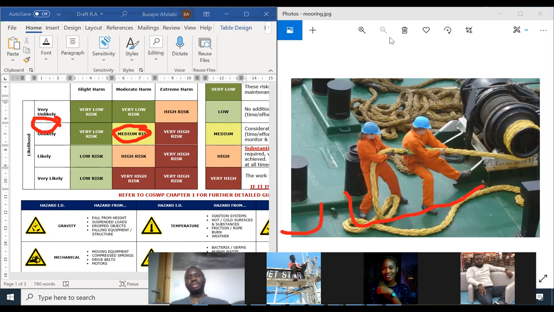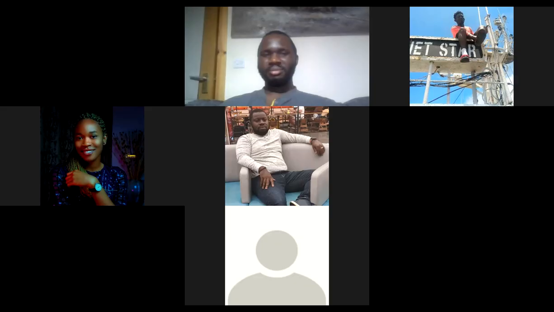So the whole dynamics of this is not like one plus one equals two. We have to use some logical reasoning, which Peter has just shown. Practically, we are a little bit far from the mooring bollard, but let's take that out of what we're talking about here. So we've seen how we took a very high risk, which was not workable, down to a medium risk. This is how risk assessment is done. I'm sure everybody now has an understanding of risk assessment.